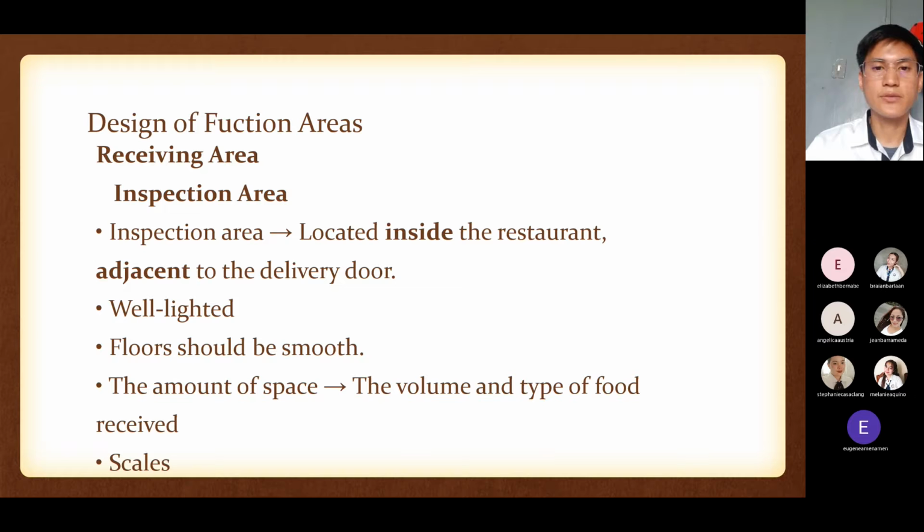Design of function areas, receiving area, inspection area. This is the inspection area. Dito ini-inspect lahat ng mga bagay o mga product na dinideliver sa loob ng restaurant. Adjacent to the delivery door, well lit, the floor should be smooth para hindi madaling madulas yung mga papasok. Consider the amount of space, the volume and type of food received, and then scales.